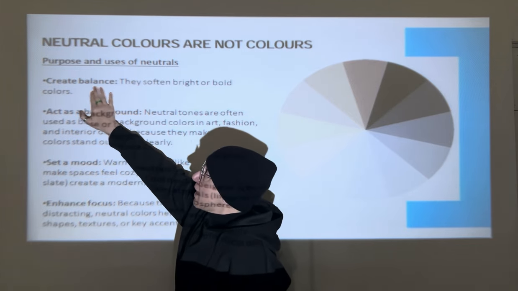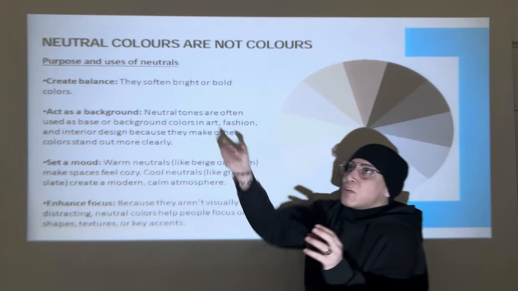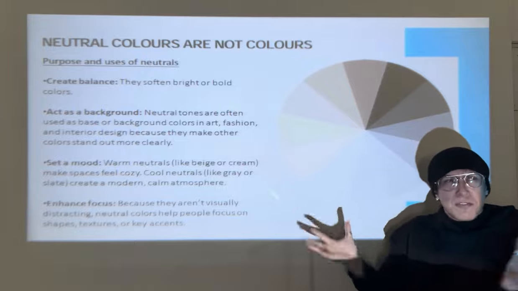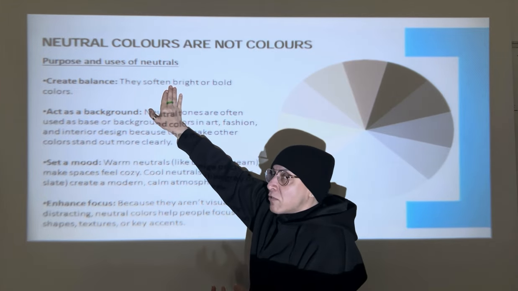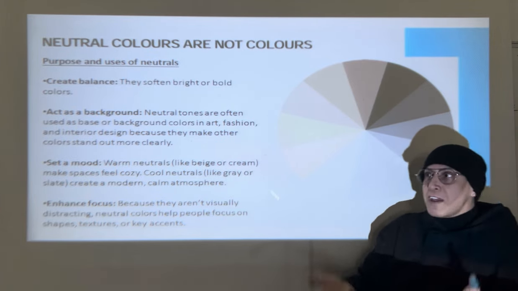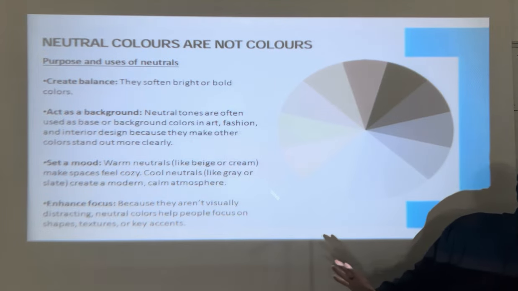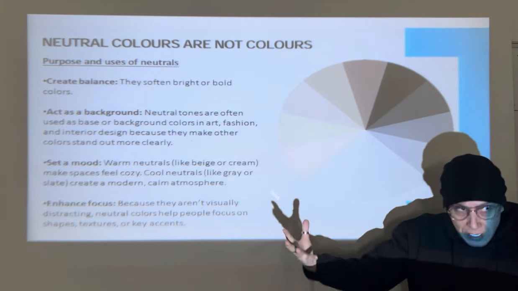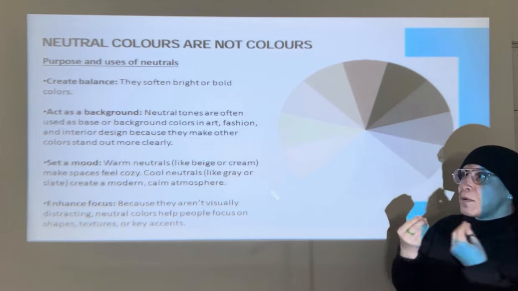For example, they can create balance. They soften bright, bold colors, because let's say primary colors, if you use them as a pure hue, are very bright and very strong. But the neutrals soften the brightness, so it becomes less bright. And it's very important in design. We cannot, in every design, put only pure hues, bright colors everywhere. In any design, be it an interior or a poster, we cannot have too many bright colors. It is very uncomfortable for the eye. It can be tiring to look at.